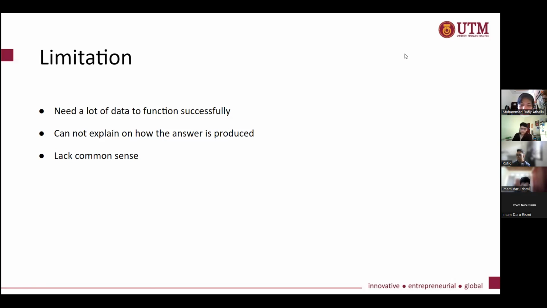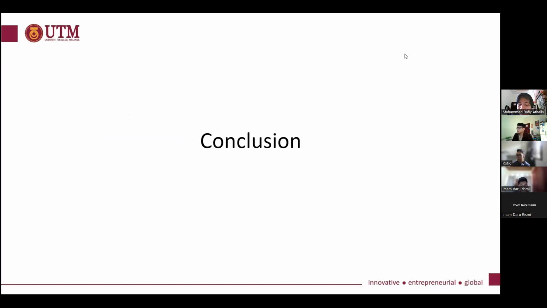The second is that deep learning cannot explain how the answer is produced. This happens due to the high predictive ability of deep learning, but deep learning is really lacking in its interpretability. The last is the lack of common sense. Since deep learning itself lacks interpretability, it also lacks common sense to explain what the data does. Next, I think will be the conclusion, which will be continued by Imam Daru.